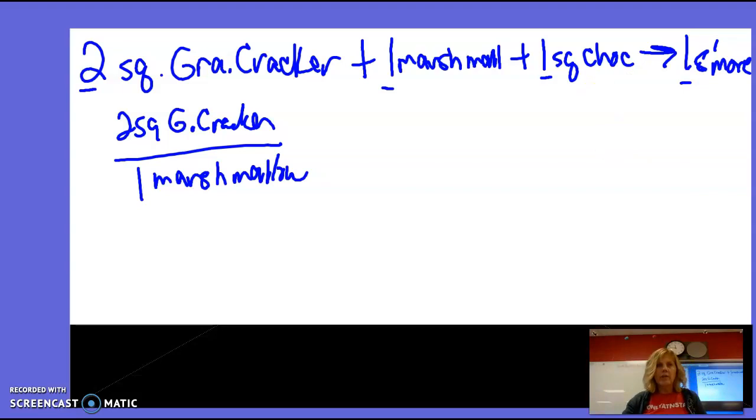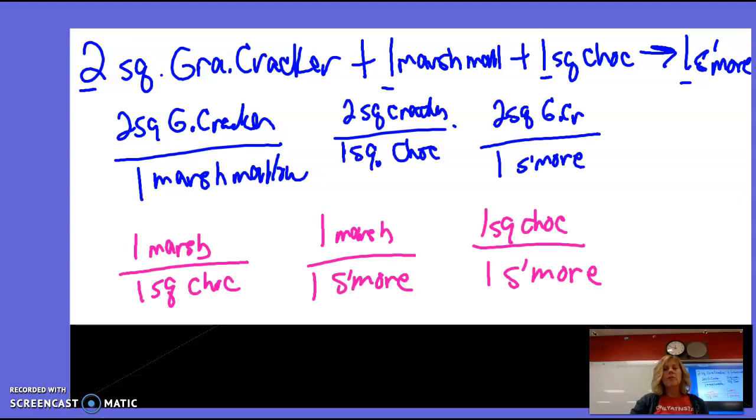I'm deciding if I want to write all these out because we did this earlier in the year. I do remember that. So if I look at all of the relationships between any of the reactants and products in this balanced equation, I can get 1, 2, 3, 4, 5, 6 different conversion factors. I'm comparing each of these ingredients or products to every single other one, just one at a time. So 2 squares of graham cracker for every 1 marshmallow, 2 squares of graham cracker for every 1 square of chocolate, 2 squares of graham cracker with these other ingredients will produce 1 s'more.